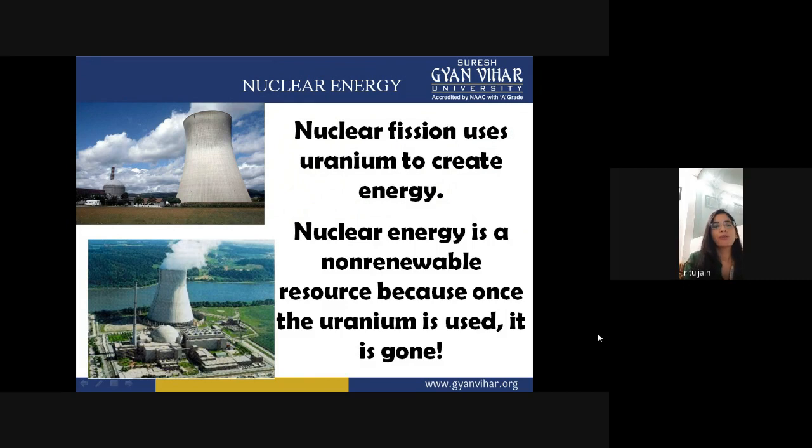Okay. So we have taken two examples. One is coal, and another is uranium. Both resources for generating electricity cannot be grown and reused, right? Once it is gone, it is gone.